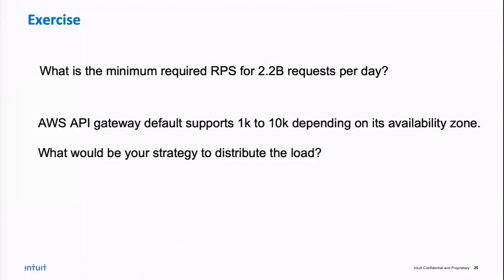Like 2.2 billion divided by 24 divided by 60 divided by 60, right? Anybody got that number? Sir, around 25,000 something. Yes. So exactly 25,400 requests per second I should be able to support in order to support 2.2 billion requests.